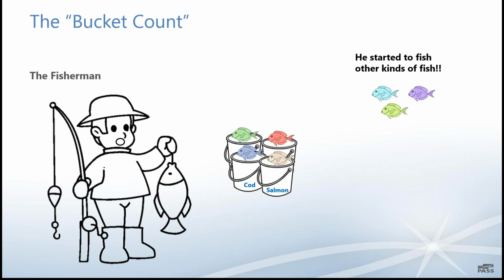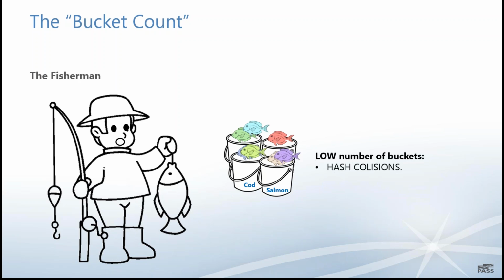After some time, he started to catch other kinds of fish, and he was shocked. You can see his shocked face, very beautiful. He was shocked because he started to catch more fish. I don't know why. He doesn't know why. Maybe because the season changed. But yeah, he has a problem now. He has only 4 buckets and 7 different kinds of fish. What to do here? The only solution was to mix different kinds of fish inside the same bucket. Okay, it can work.